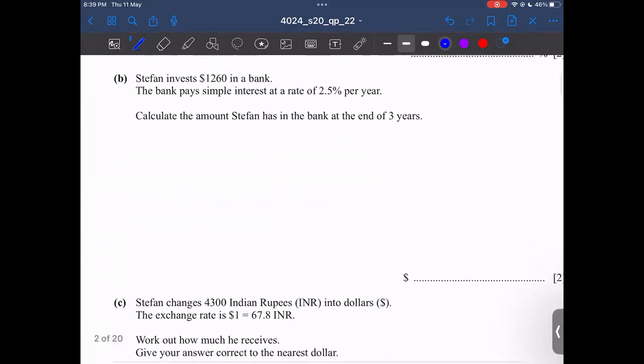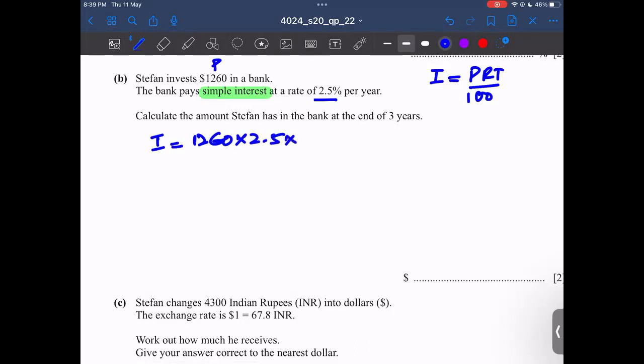Then part B says Stephen invests $1,260 in a bank. The bank pays a simple interest at a rate of 2.5% per year. Calculate the amount Stephen has in the bank at the end of 3 years. Since it is a simple interest question, I'm going to remember the formula I equals PRT upon 100. I is the interest amount that we don't know yet. What is the principal amount? 1,260, the amount that is invested. What is the rate? 2.5 is the rate per year. And time is 3 years over here. This is T. You're going to divide it by 100.